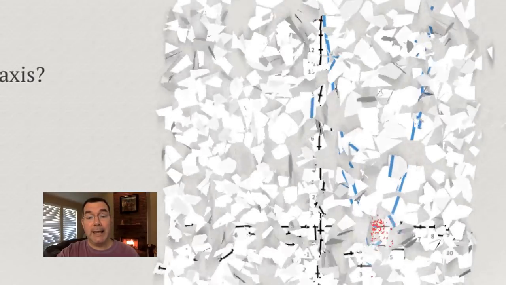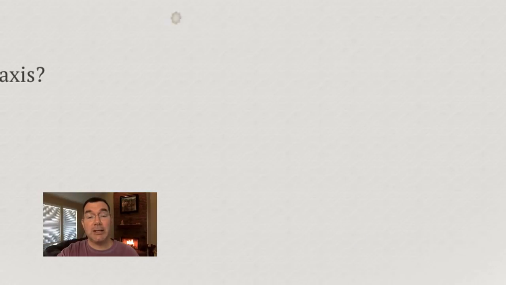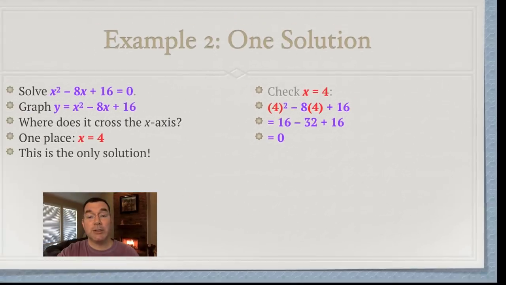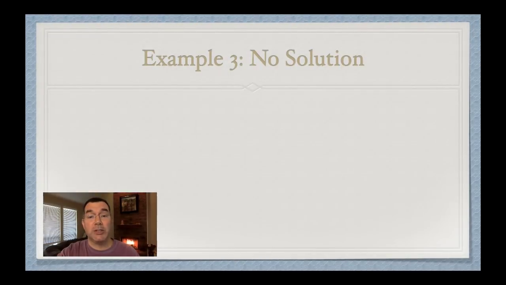All right, and I can check that, again, just like I checked the other solutions, by plugging it in. When I plug x equals 4 into the original quadratic equation, I get 4 squared minus 8 times 4 plus 16. And that ends up being 16 minus 32 plus 16, which of course is equal to 0. Okay, so that's the only solution that would work.